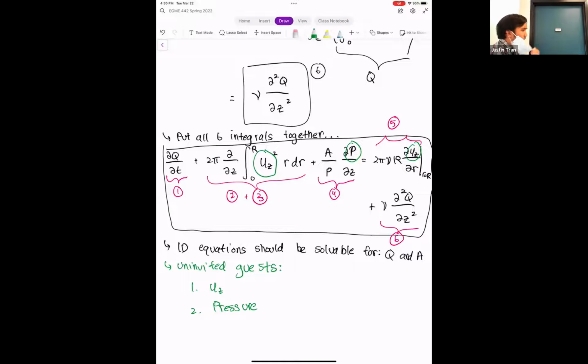Okay, because in principle, we only have 2 equations, right? So we only have the conservation of mass equation that we went over last time, and we have this one here, right? And so we have 2 equations. That means we should only be able to solve for 2 unknowns, right? And those 2 unknowns that we want are Q and A. And so we have to do something. We have to make some additional assumptions in order to get rid of these guests.